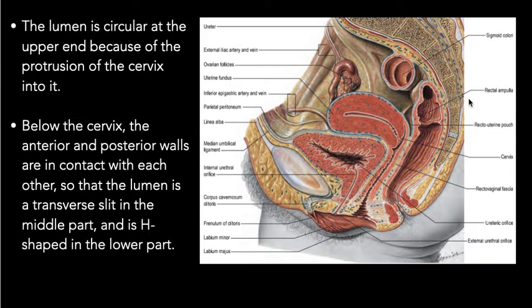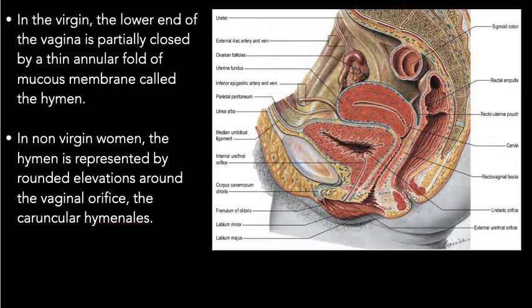Now, the lumen is circular at the upper end because of the protrusion of the cervix into it. Below the cervix, the anterior and the posterior walls are in contact with each other so that the lumen is a transverse slit in the middle part and H-shaped in the lower part.